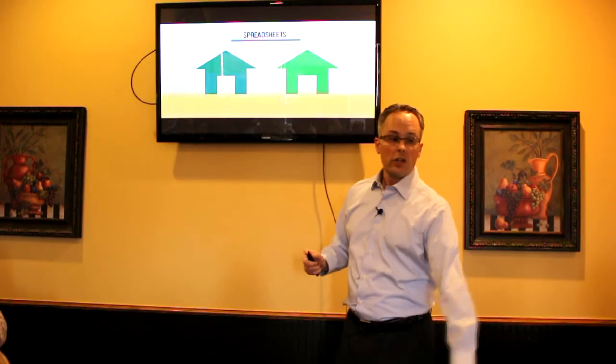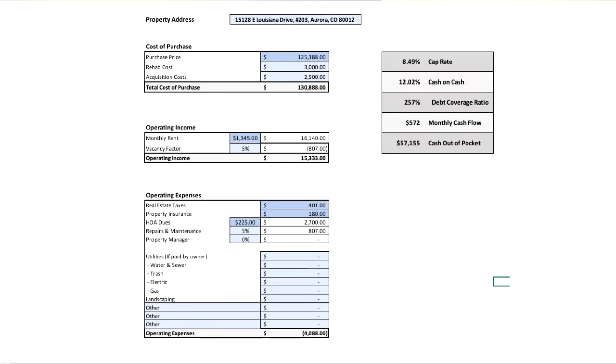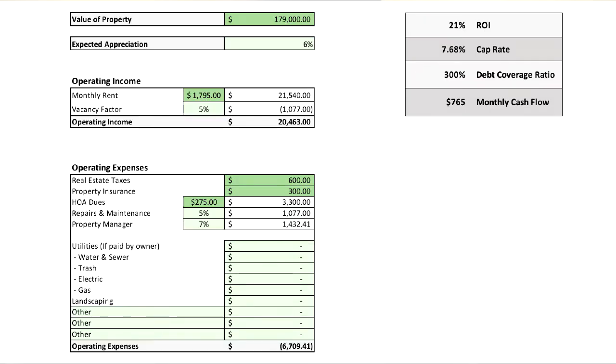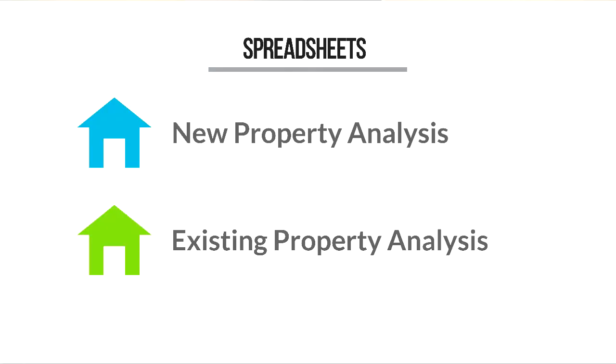Okay. So I'm going to show a couple of spreadsheets. I have a blue spreadsheet and a green spreadsheet. Literally, this is for analyzing a new property. This is analyzing an existing property. They're a little bit different because there are some different things you have to look at. New property and existing property spreadsheets.